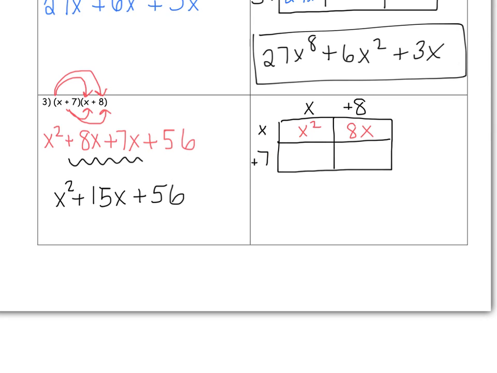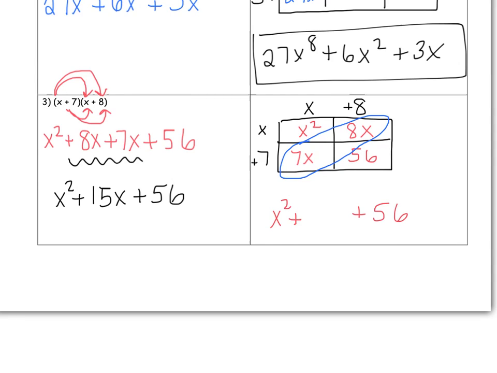Now take 7, multiply it by x. You should get 7x. Take 8 times 7, and you get positive 56. Now what's great about this box method is the diagonals will tell you what your like terms are. Here are my x's. Those are like terms. So your final answer is going to be x squared plus something plus 56.